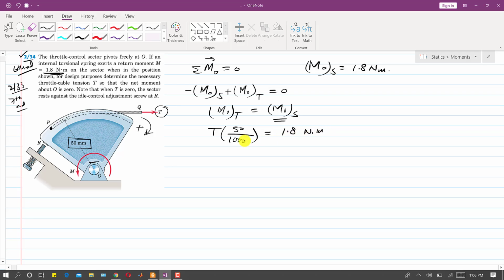We need to convert this millimeter into meter as this is given in meters, right? So we write T, and then 1.8, and this is 0.05. When we divide this by this, we get this tension T. This comes out to be 36 Newton, right? So this is the solution of this problem.